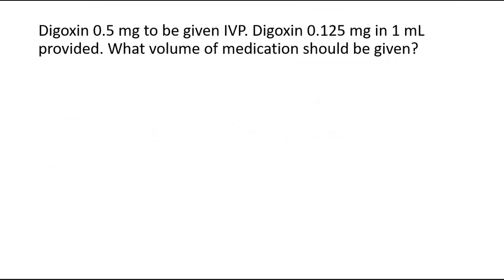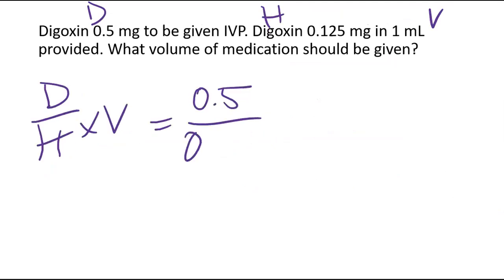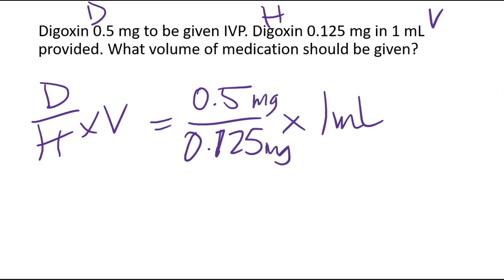We have another one like this. Desired over have times volume. Remember, D over H times V. So we have 0.5 over 0.125 times 1 mL. These cancel each other out. They're units, so that's milligrams and that's milligrams. So if you're wondering, that's fine to do it like that.